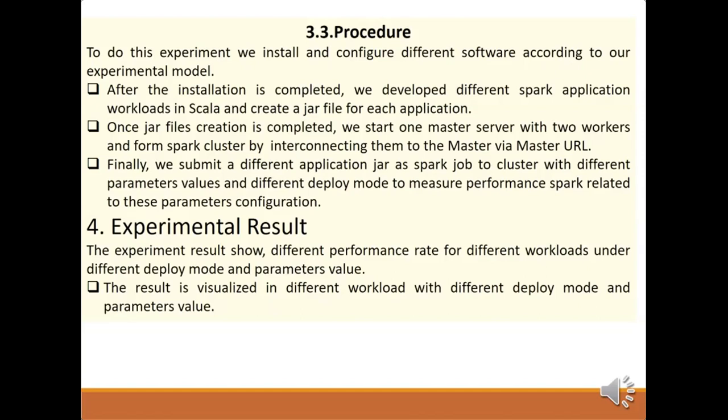Finally, we submit different Spark jars as Spark jobs to the cluster with different parameter values and different deployment modes to measure the performance of Spark related to those configurations. At the end, we look at the experimental results. The results show different performance rates for different workloads under different deployment modes and parameter values. The results are visualized for each workload with different deployment modes and parameter values.